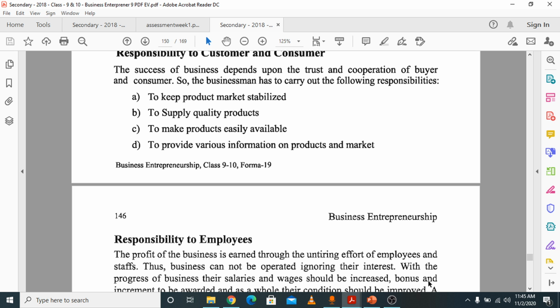It should be obviously practiced. To provide various information on products and market. That means you have to provide information about the products to the consumers.